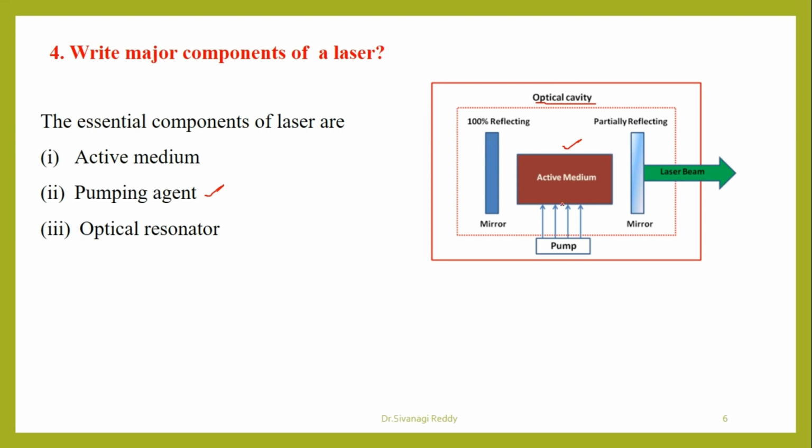Whenever we take an active medium, there will be two reflecting surfaces. The mirrors may be separately kept, or if this is a solid, two sides will be polished. One side is partially reflecting, another side is 100% reflecting. So whenever we pump the atoms to higher energy levels, they will come to ground state in the stimulated emission process and release the laser. That laser will get enhanced in between these two reflecting mirrors. Once it achieves the required conditions, the laser beam will come out from the partially reflecting mirror side.